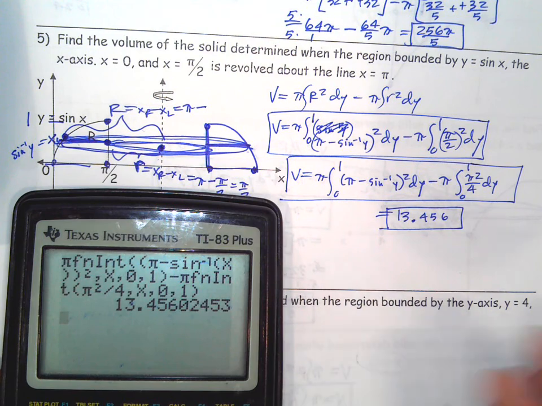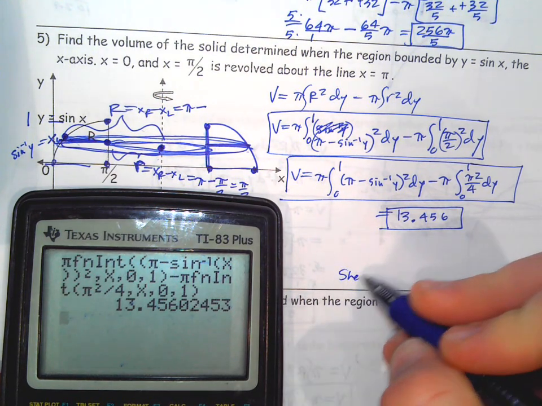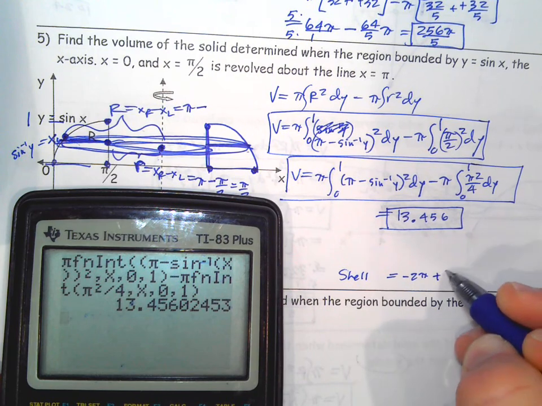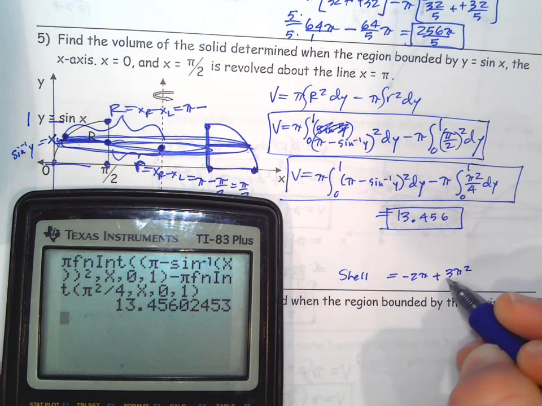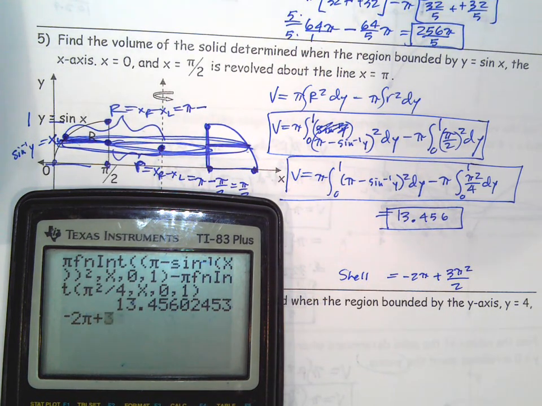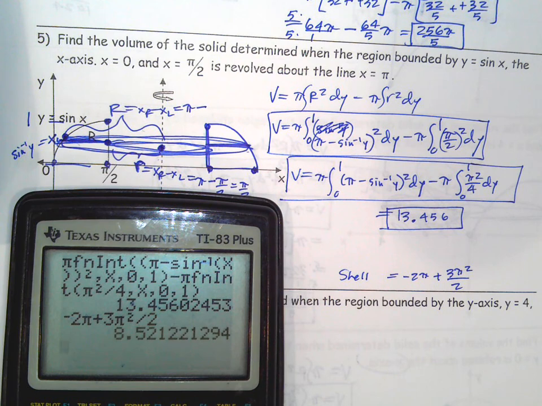Now, if we had done shell method, we would actually be able to pull it off. And the answer from the shell method, which should be equal to this, is negative 2 pi plus 3 pi squared over 2. Oh, that doesn't look good. That's a different answer. So either that one's wrong, or actually, you guys couldn't even do the shell method yet. In Calc BC, you could.